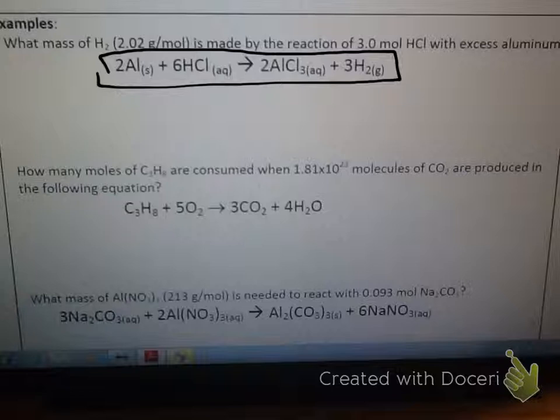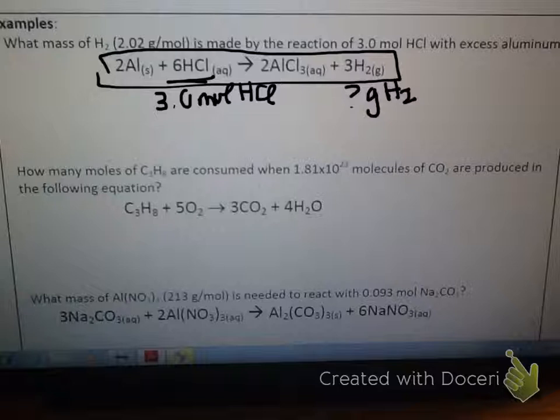So it says, what mass of hydrogen? H2 is hydrogen, so I want to know the mass of hydrogen. Mass is always in grams. So I want to know how many grams of hydrogen is going to be made, that's why it's a product, by the reaction of 3 moles of HCl. So we'll find HCl, here it is. We're given 3.0 moles of HCl.